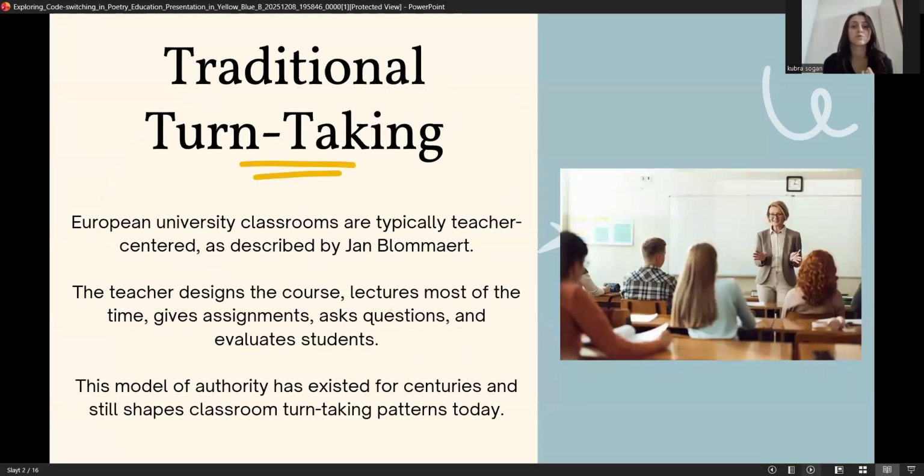First, what is traditional turn-taking? European university classrooms are typically teacher-centered, as described by John Blumert. The teacher designs the course, lectures most of the time, gives assignments, asks questions, and evaluates students. This model of authority has existed for centuries and still shapes classroom turn-taking patterns today.